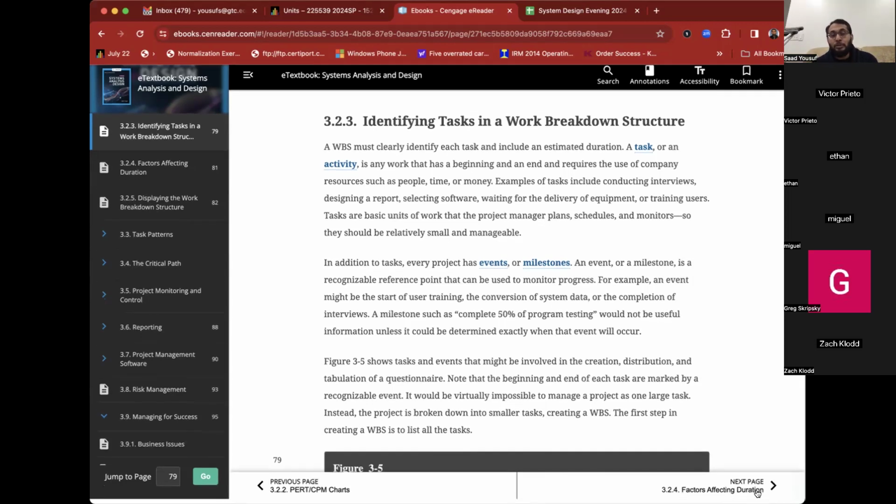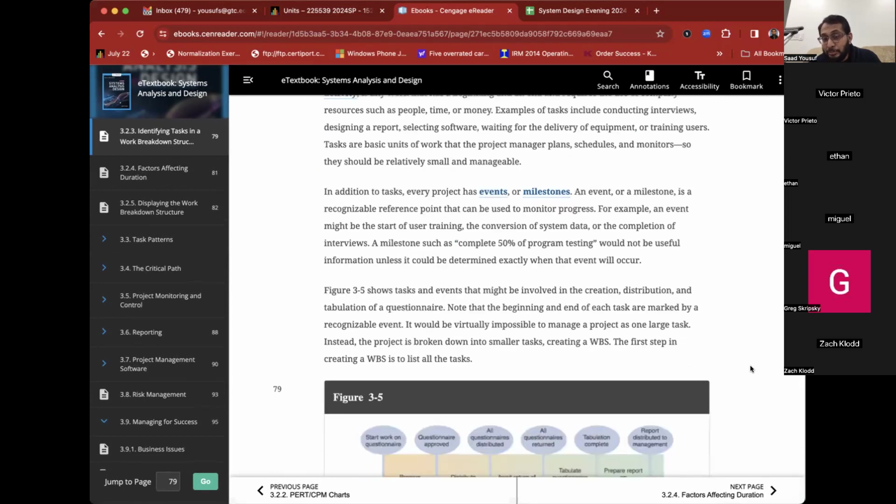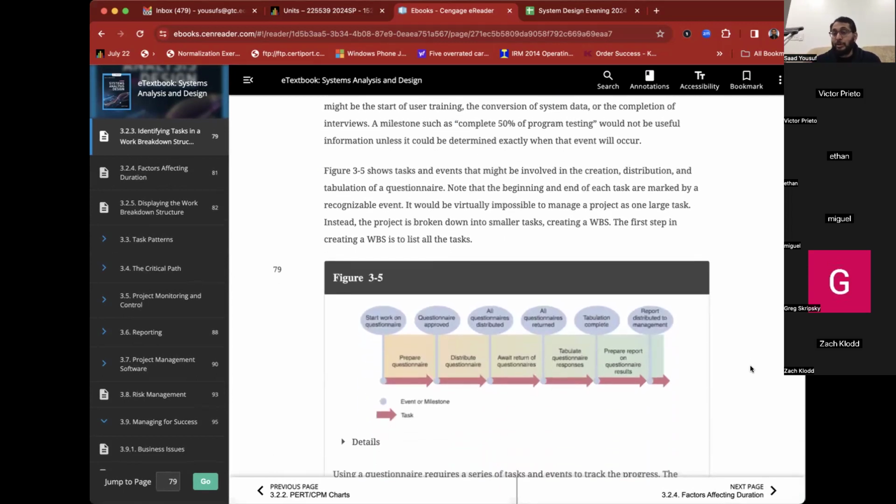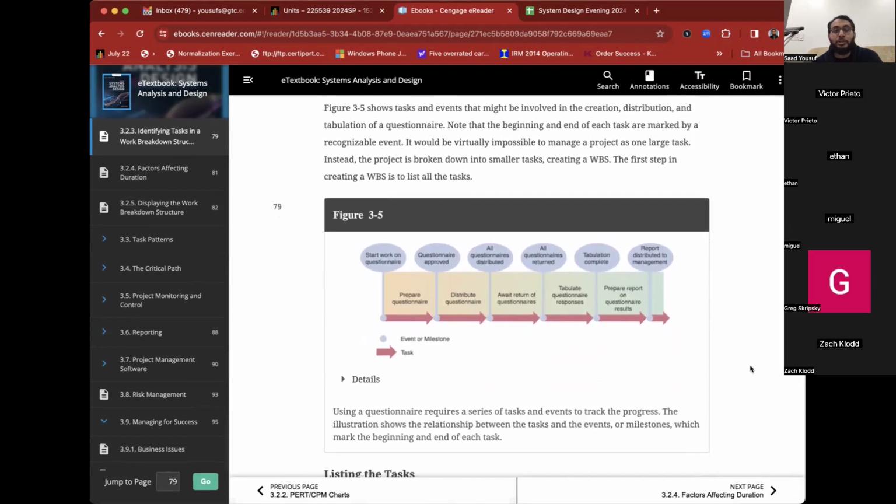So you can probably take help from the project management software as well to better align yourself and keep control of your whole project. Here at the bottom in figure 3-5, it shows the tasks and events that might be involved in the creation, distribution, and tabulation of a questionnaire. So for example, you start work on the questionnaire. That's task number 1. And then you start preparing the questionnaire.